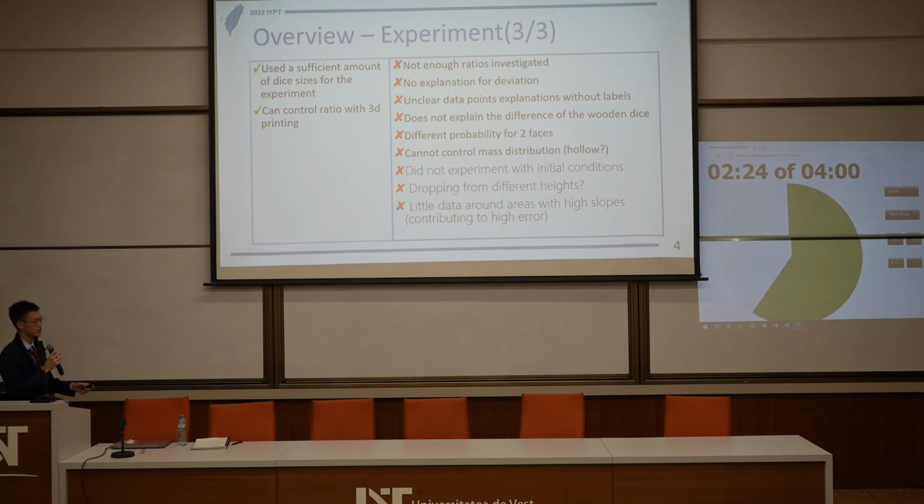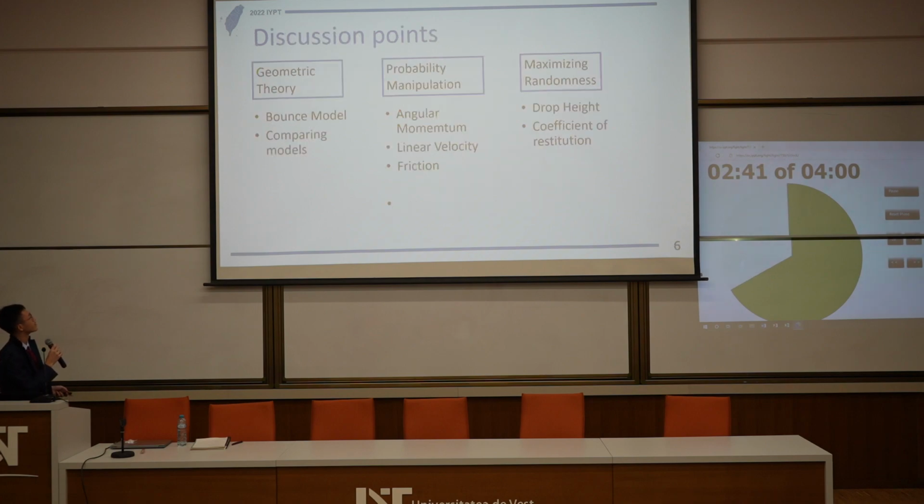She seemed to drop from 2 different heights for 2 different materials, which I think has too many free parameters to be able to make scientific conclusions. And there's little data around areas with high slopes of the theory, because I can't see that. Areas of high slopes will have more error if you have data points there.